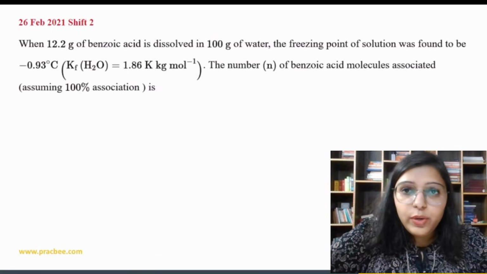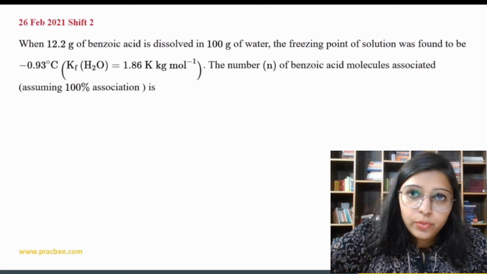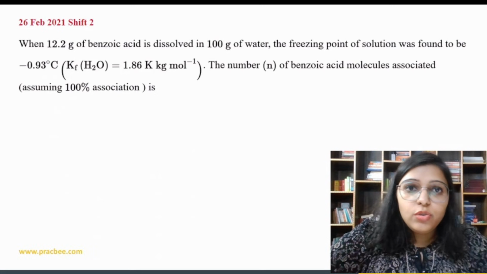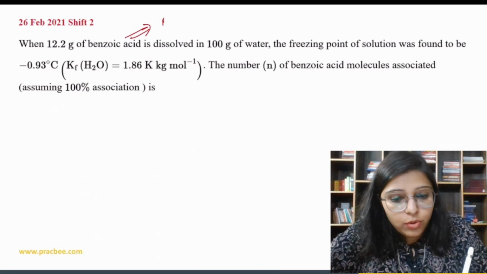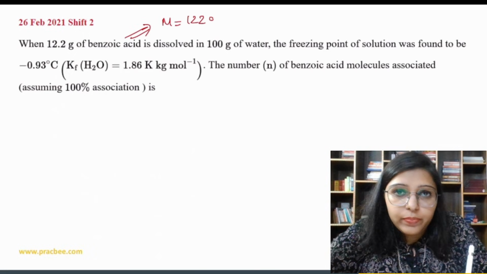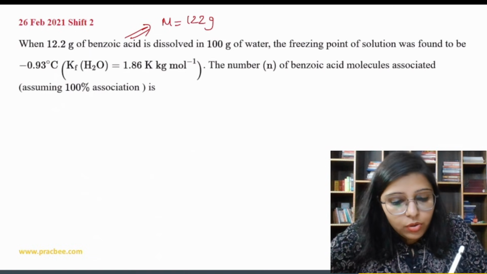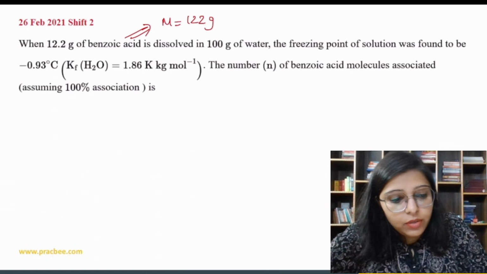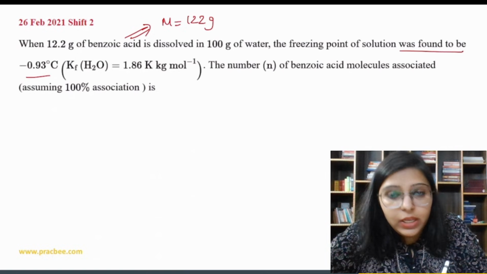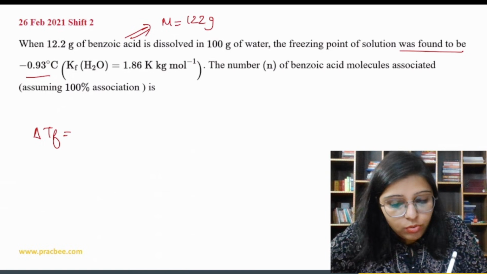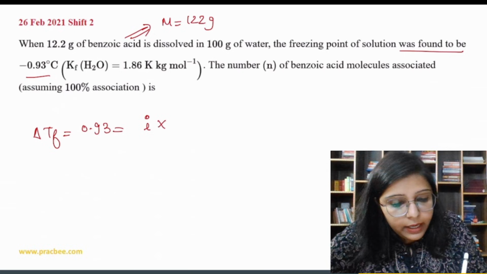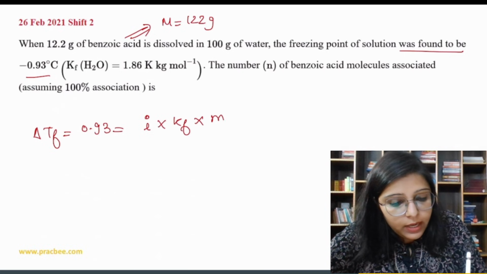Next, when 12.2 gram of benzoic acid is dissolved in 100 gram of water. So see, benzoic acid molar mass is 122 gram. So when 12.2 gram of benzoic acid is dissolved in 100 gram of water, the freezing point of solution was found to be this. Okay, so delta Tf is equal to 0.93, which is equal to i into Kf into molality.